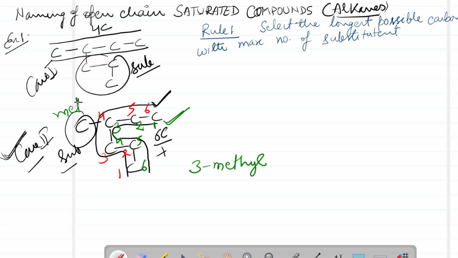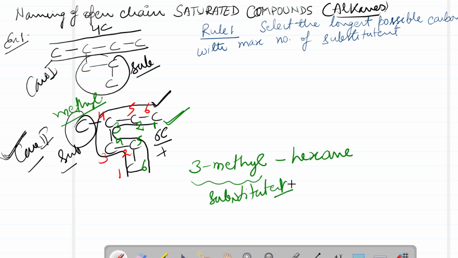It is a methyl substituent, right? And the number of carbons in the principal carbon chain is 6, so the root word would be hex. Regarding primary suffix, there is no unsaturation, there is no multiple bond in the principal carbon chain. All carbons are single bonded, so it is saturated. So my primary suffix would be ane. 3-methylhexane: it is the substituent, it is the root word, and it is the primary suffix.